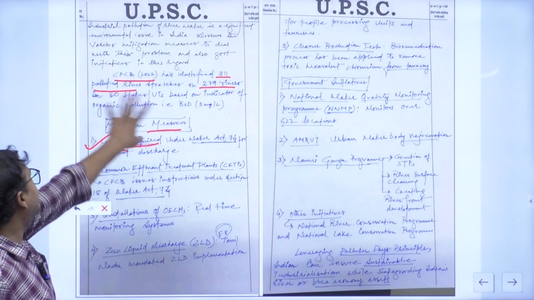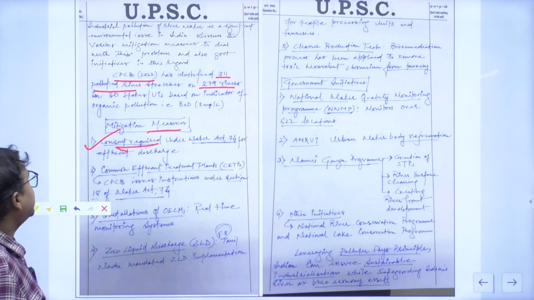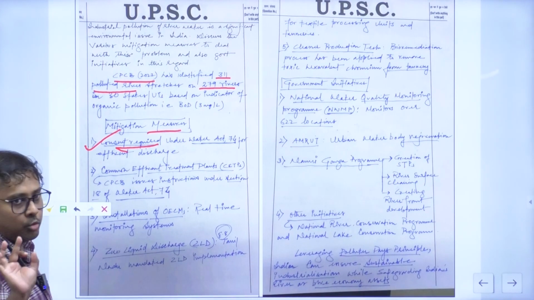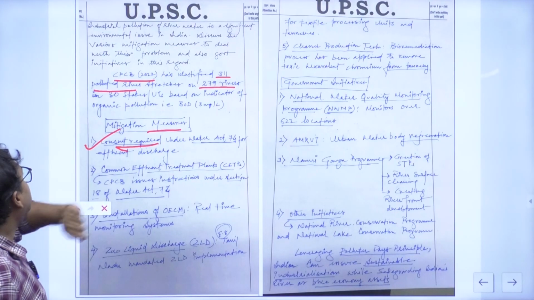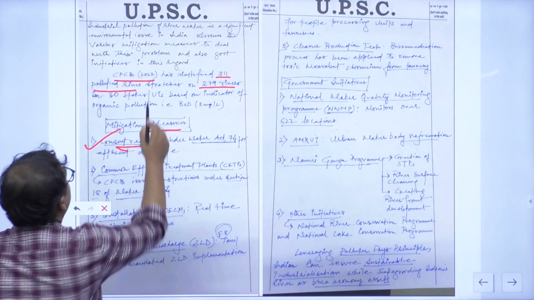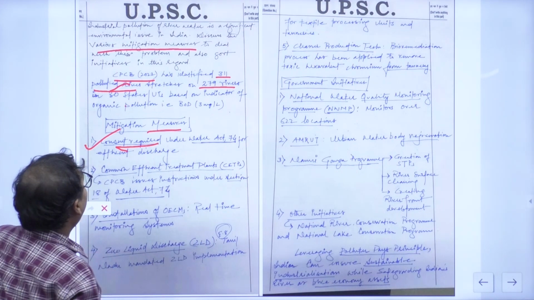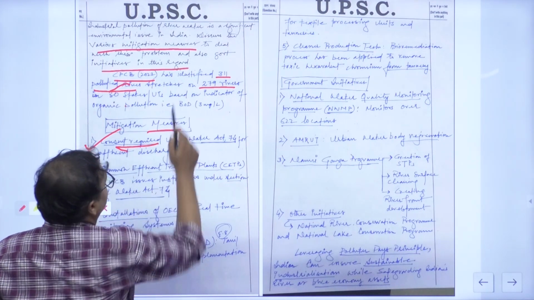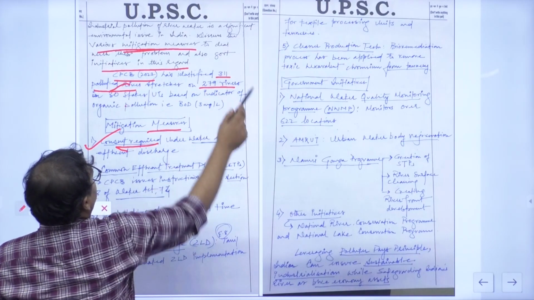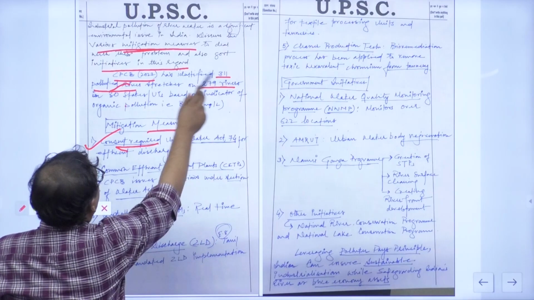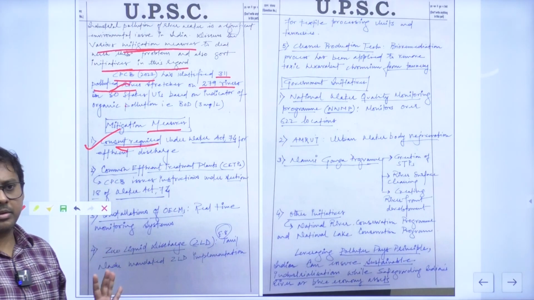So let me read the question. Industrial pollution of river water is a significant environmental issue in India. Right? This is the context. Discuss the various mitigation measures. So this is the first demand. To deal with this problem and also government initiatives in this regard. Right? Two demands are there. One is various mitigation measures and the other is initiatives. ठीक है, 10 marker है. Very simple question.